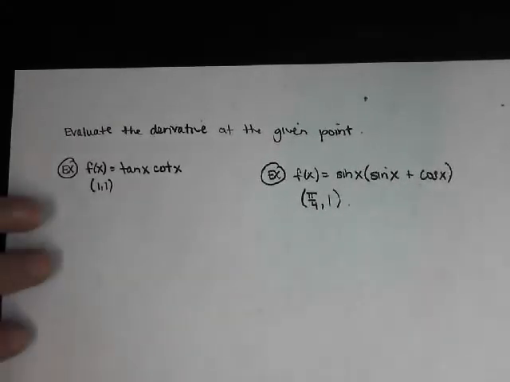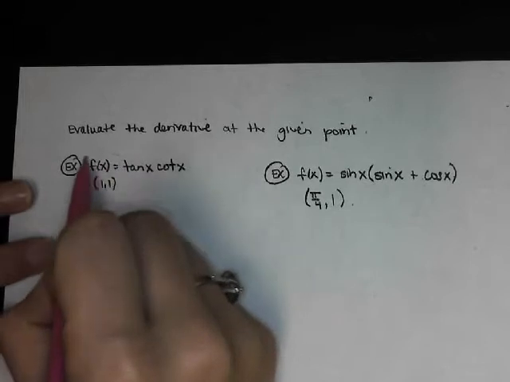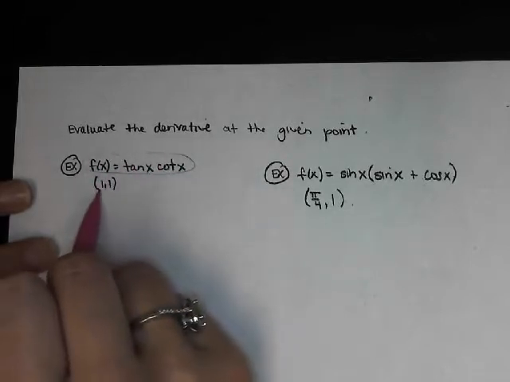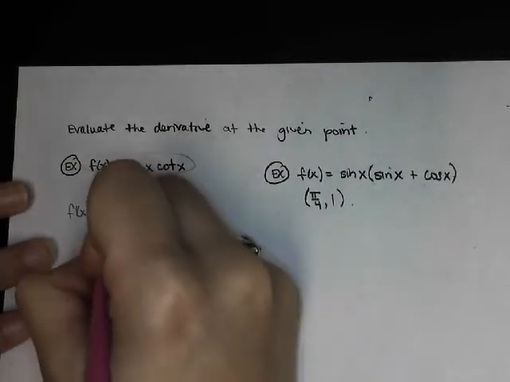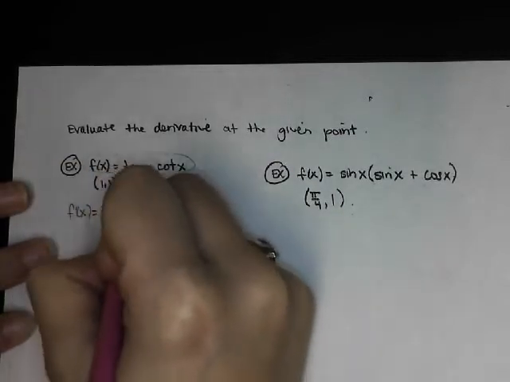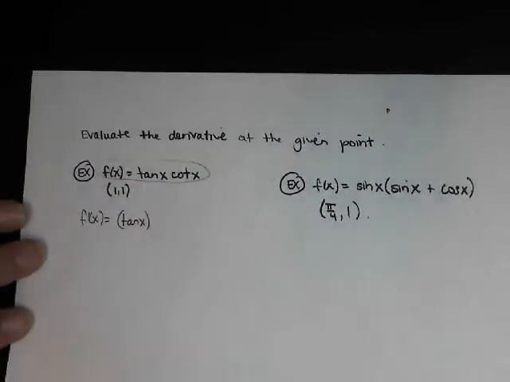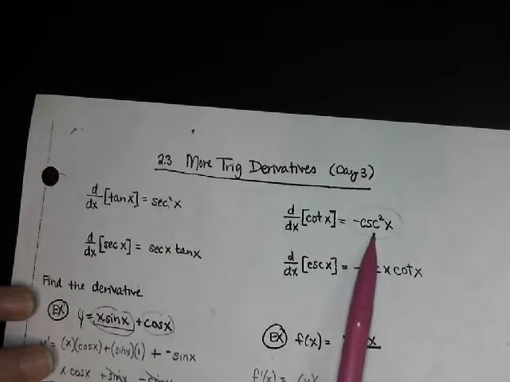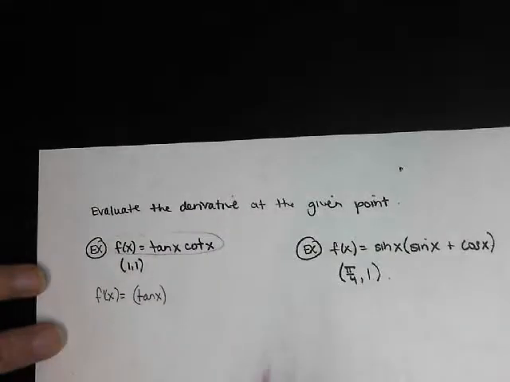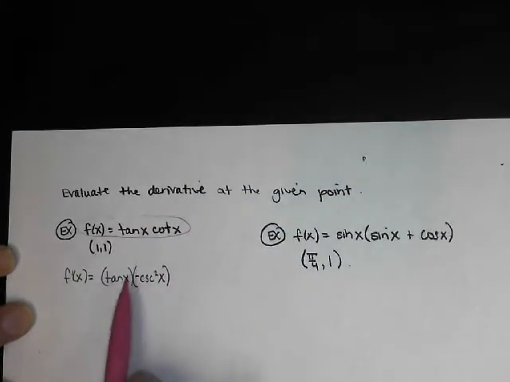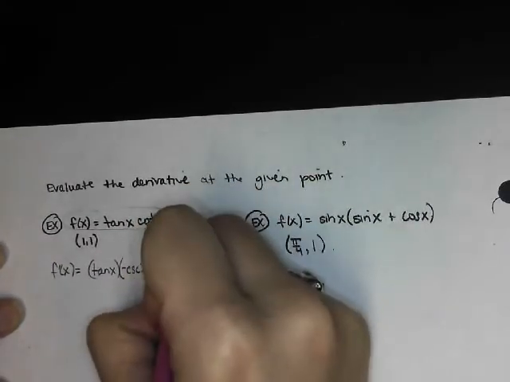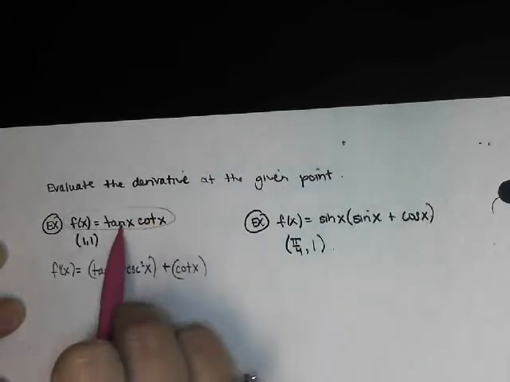Alright, now just same type, evaluating the derivative. So for this derivative, we're going to evaluate it at an x value of 1, but we have to find the derivative first, which is going to take the product rule. So we have the first times the derivative of the second, and if you look on the back, the derivative of the second is negative cosecant squared x. So first times the derivative of the second plus the second times the derivative of tangent. Again, that's one of our newer ones. Derivative of tangent secant squared.